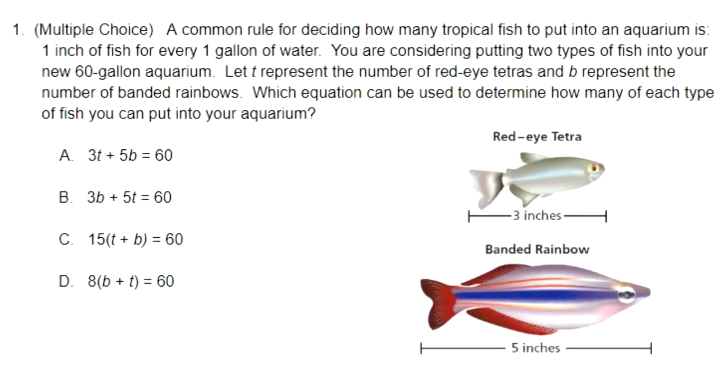Let's get to it. Number 1 says, a common rule for deciding how many tropical fish to put in an aquarium is 1 inch of fish for every 1 gallon of water. You are considering putting 2 types of fish into your new 60-gallon aquarium. Let T represent the number of red-eye tetras and B represent the number of banded rainbows. Which equation can be used to determine how many of each type of fish you can put into your aquarium?